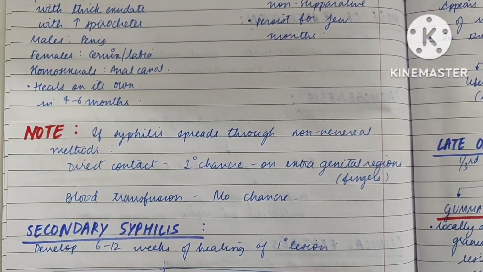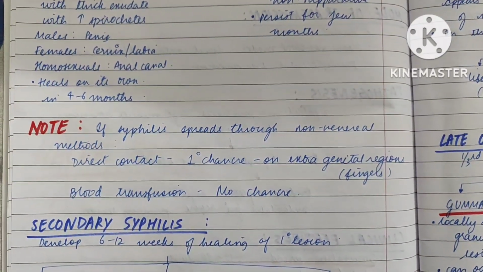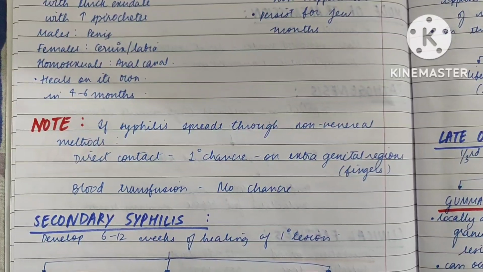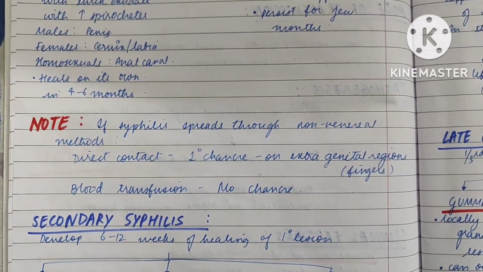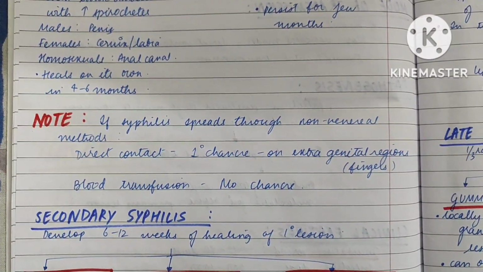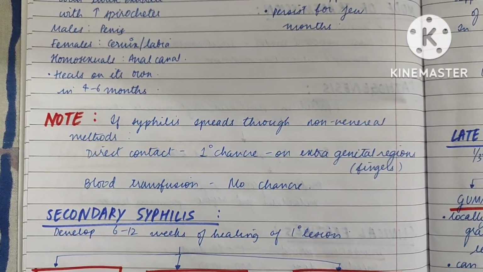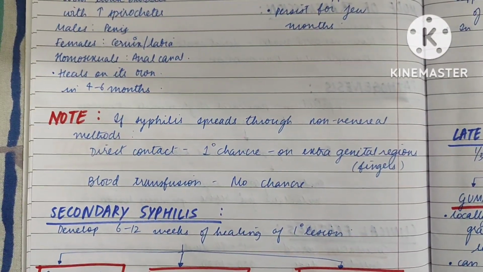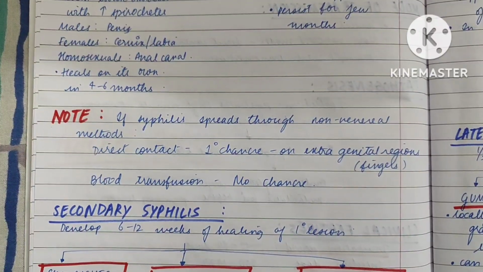An important note about syphilis is that depending upon the mode of transmission, you can determine whether the primary chancre will occur or not. In case it is spread through direct contact, primary chancres will occur, but in the extragenital regions, not on the penis or the cervix or the labia, but instead you can find it on the fingers. With blood transfusion, there will be no chancres at all.